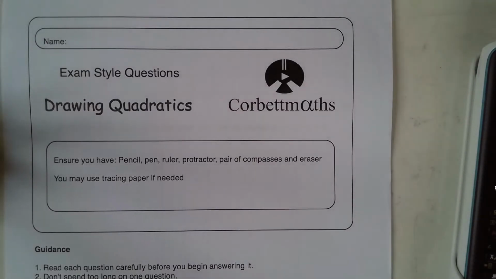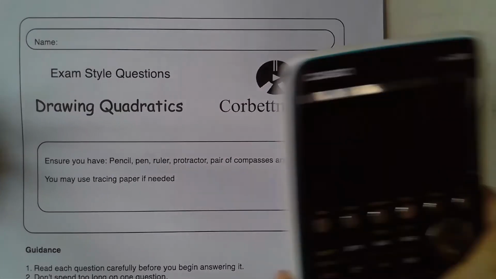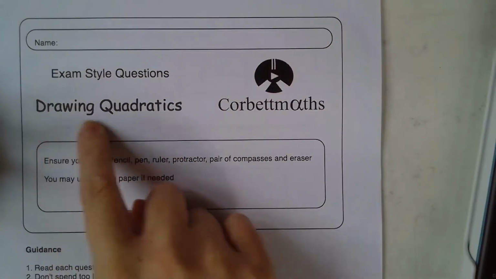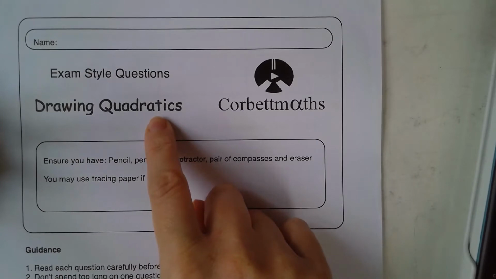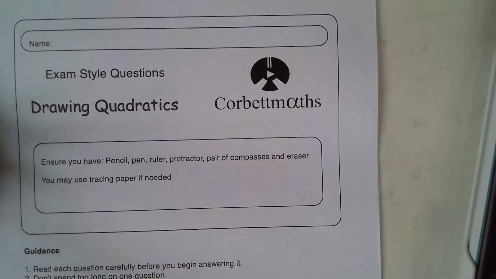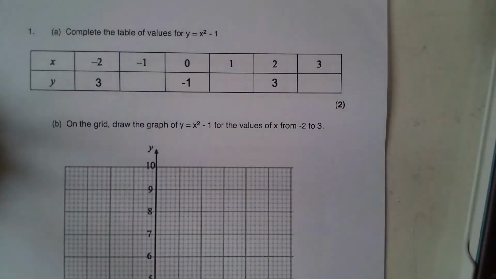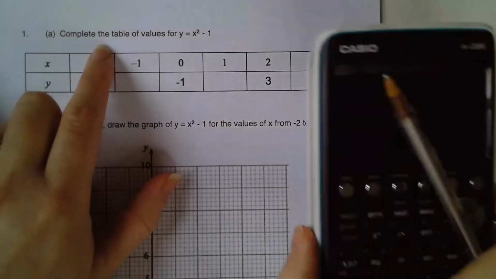Hi everyone, so in this video I'll be showing you how to use the Casio FX CG50 to help you check your answers for the Drawing Quadratics booklet from the Corbett Maths website. So here we go, let's look at question number 1. Question number 1 asks us to complete our table of values.